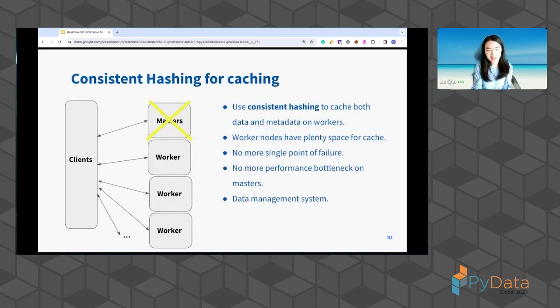So another way that we are doing now is using consistent hashing to cache both data and metadata on workers. Basically, we remove the single point of failure and we remove the performance bottleneck. Now the client directly knows which worker she should ask for data and metadata, and then directly connects with that worker. But we also keep the data management system. Basically, we still have many features like how we can migrate data from one storage system to another, etc. We still have visibility of what is in the cluster.